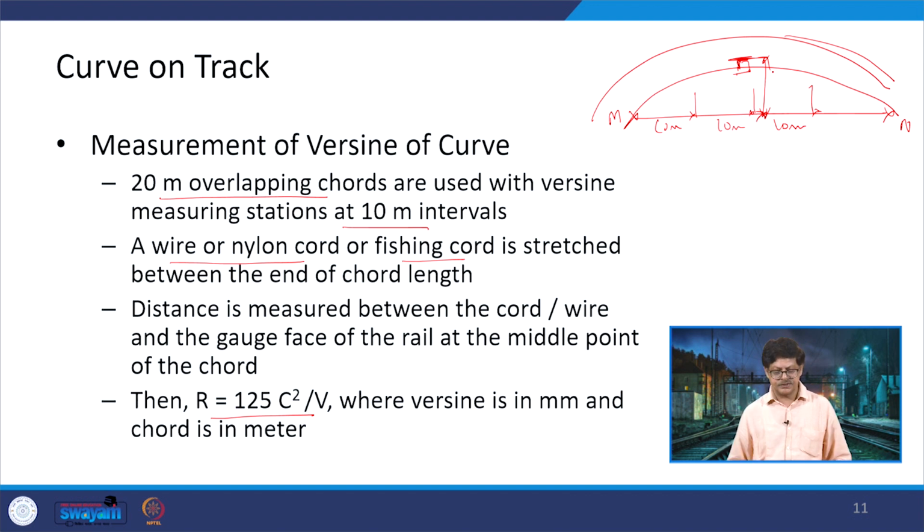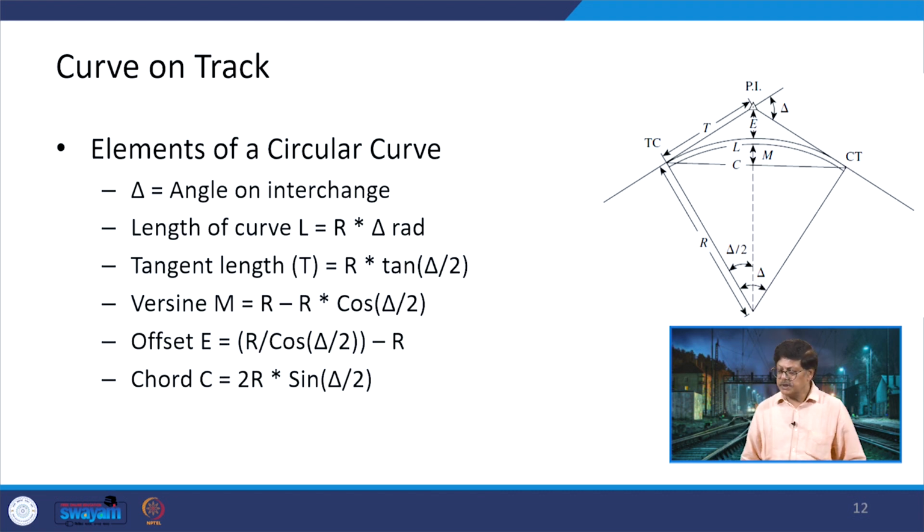So, you have got a versine in mm, and the chord is known to you. On the basis of that, the radius can also be calculated. Vice versa, you can calculate V and put it in R, or you can do it the other way: you can calculate V and get the value of D, that is the degree of the curve.